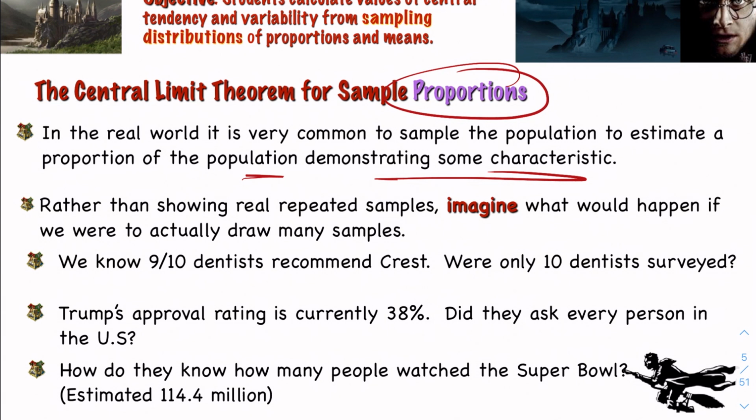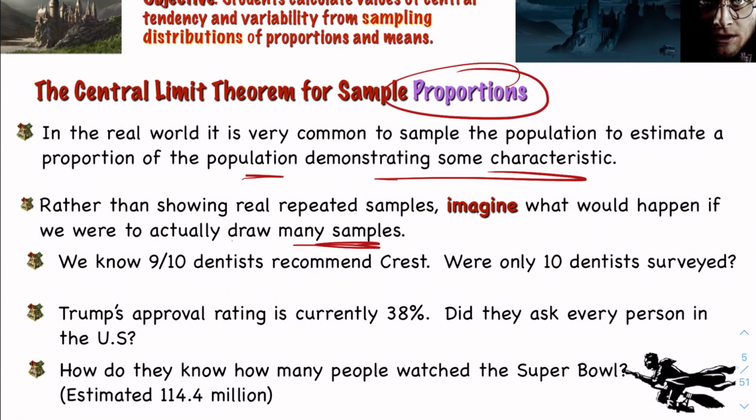So rather than showing real repeated samples, imagine what would happen if we were to actually draw many samples. So we grab a couple fish the first time, measure, measure, measure. Then we grab a couple fish the second time. They should have different mean lengths.